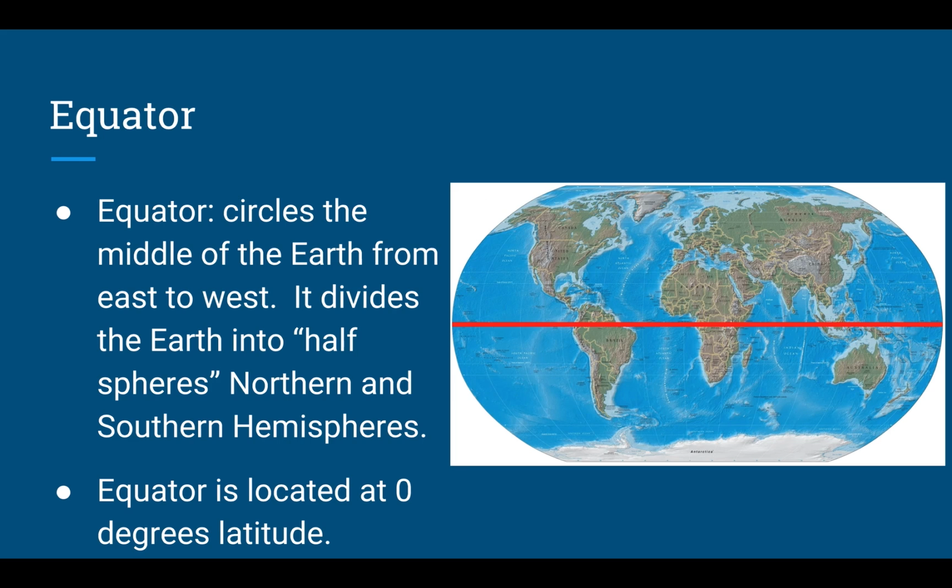So if I'm saying, okay, what hemisphere is the United States in? Well, we should know that the United States, if you look at my cursor, my arrow, is above the equator, which means it's in the northern hemisphere. If I ask you, okay, what hemisphere is Australia in? That, of course, would be the southern hemisphere because it is below the equator.